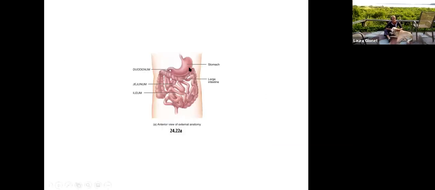So here we have the stomach. The duodenum is the first region of the small intestine. It's rather brief. Then we have the jejunum and the ileum, and then that merges with the large intestine at the ileocecal valve.